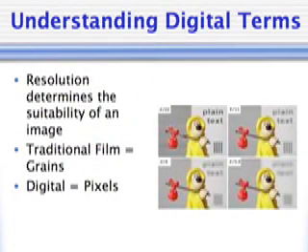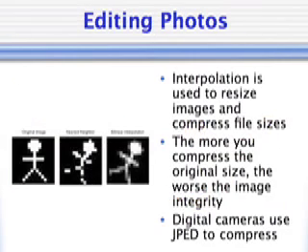All photographs have a resolution comprised of individual elements. Traditional film has grains and digital film has pixels. Resolution determines the suitability of an image. Computer programs refer to image resolution in DPI, which is short for dots per inch, and the printer resolution is in DPI as well. Interpolation is used to resize images into compressed file sizes.